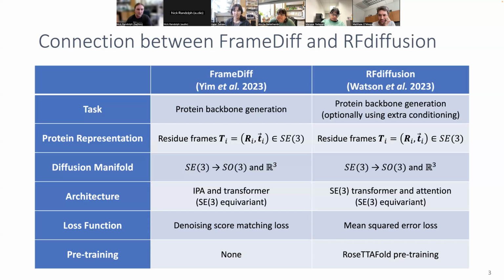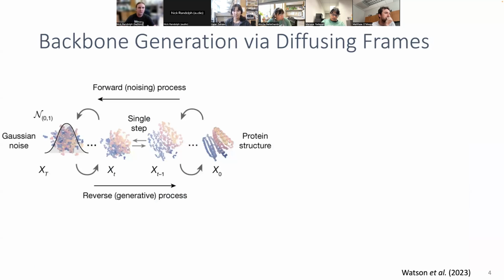And so it uses pre-trained weights from RoseTTAFold and then expands that and fine-tunes it for this actual diffusion process. So let's dive into a little bit of the overview of the backbone generation process. This is a figure from the paper, but the idea is we have just a nice prior distribution for our noisy residues, and we want to denoise them into a protein structure.